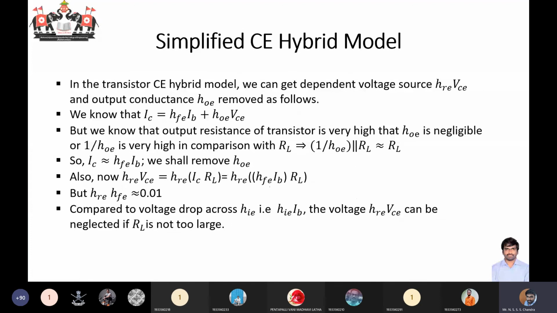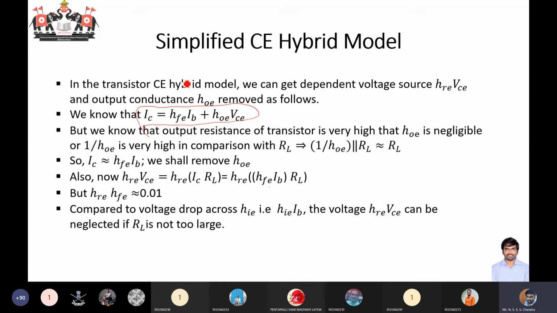If we consider this equation, IC is equal to HFE IB plus HOE into VCE, right? You know that in a CE transistor, is your input resistance a low value or a high value? Please tell me your input resistance in a common emitter configuration. Is it a low value or a high value?